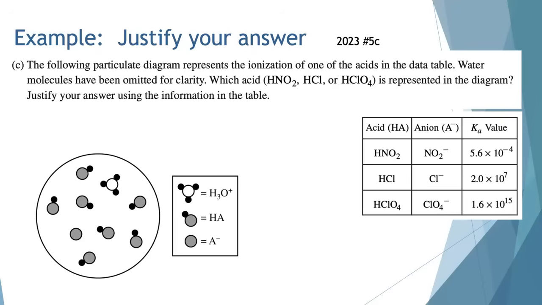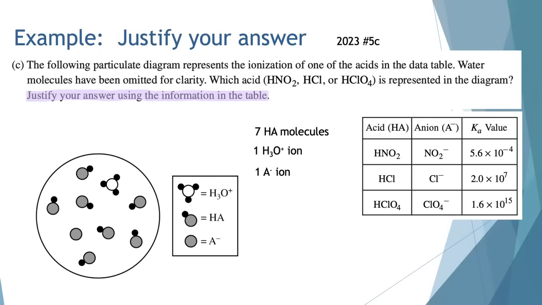Water molecules have been omitted. Which acid, HNO2, HCl, or HClO4, is represented in the diagram? Justify your answer using the information in the table. Now this is a particle level diagram, and that means always count your particles, folks. And we then need to make sure that we do refer to the table in our final answer.